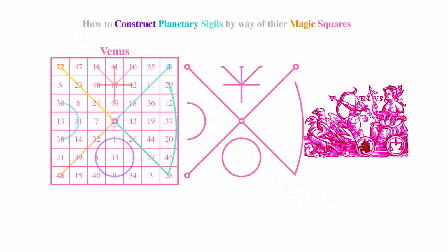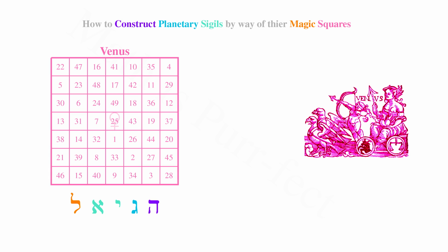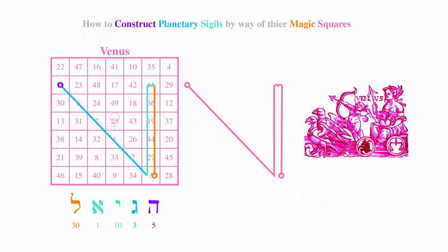The intelligence of Venus is called Hagyal, written Hei with a value of 5, seen here in purple, Gimel with a value of 3, seen here in blue. Then both Yod and Aleph are taken together with a sum of 11, followed by Lamed with the reduced value of 3 from 30. Note that the sum of these letters is 49, the number of integers in Venus's square. This is a sigil for Hagyal.